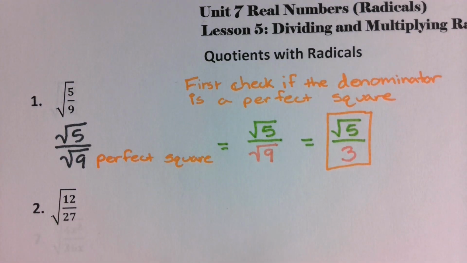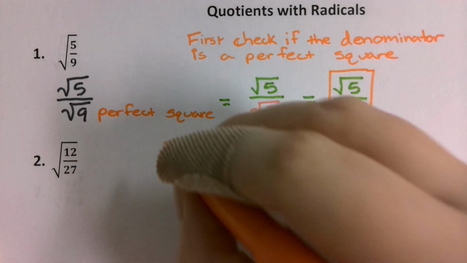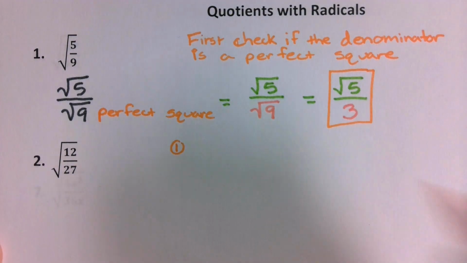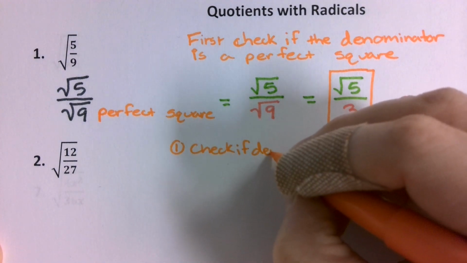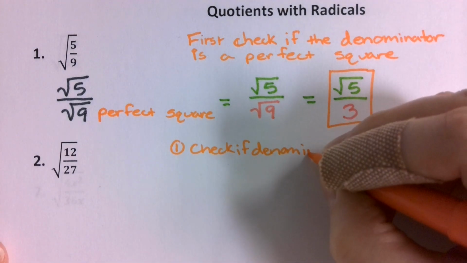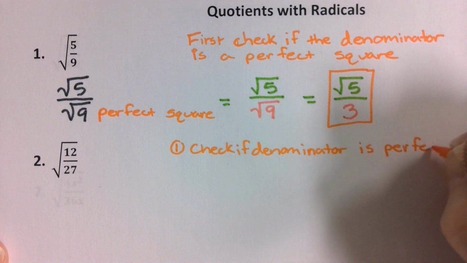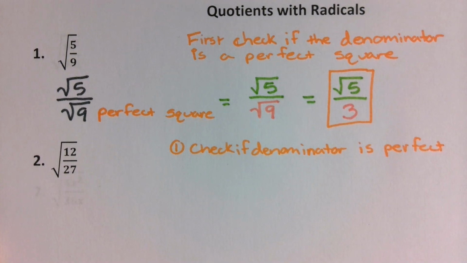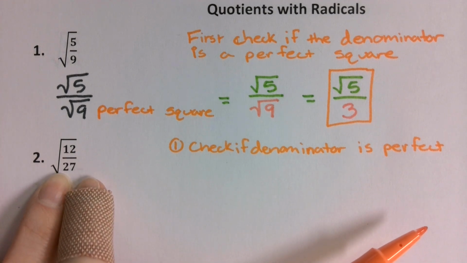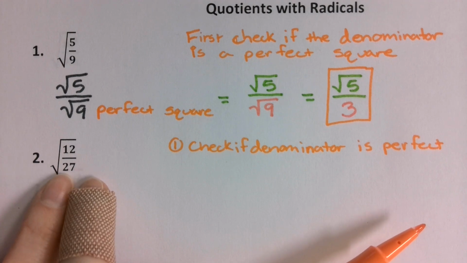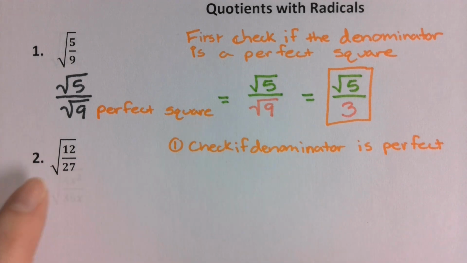Now, if you get to a problem like number 2, square root of 12 over square root of 27, again, our first step in a problem like this is to check if the denominator is perfect. That's the first thing that we want to do. We want to check to see if the denominator is perfect. Is this a perfect square? 27. No. 27 is not a perfect square. There is not a single number that you can multiply by itself to equal 27. So that's not a perfect square.